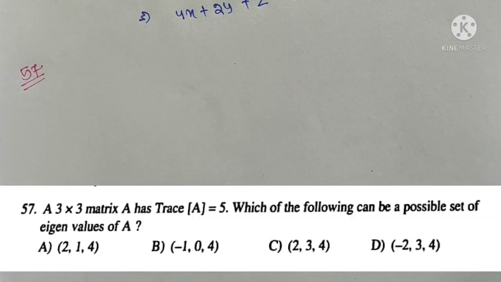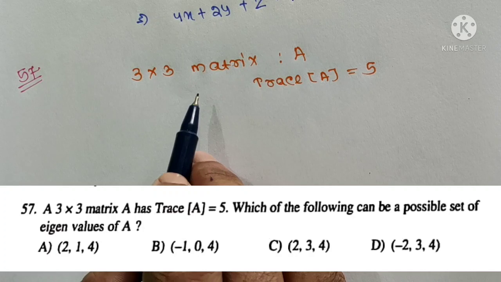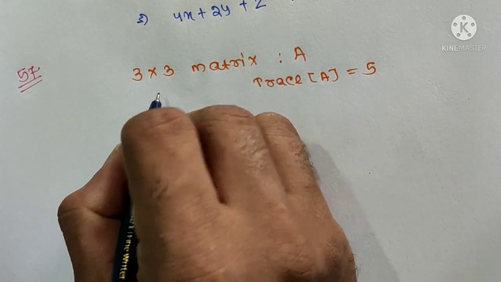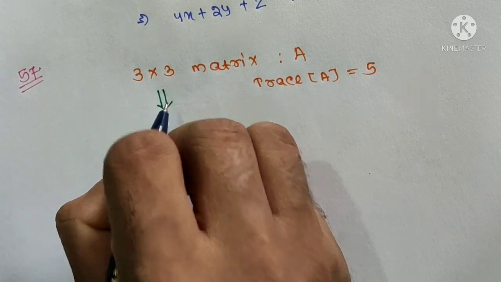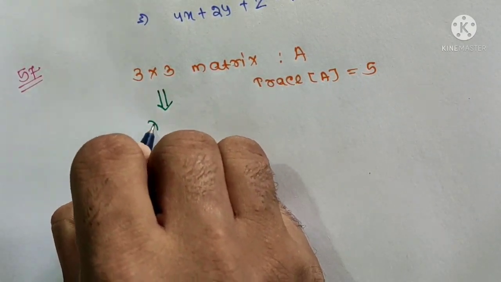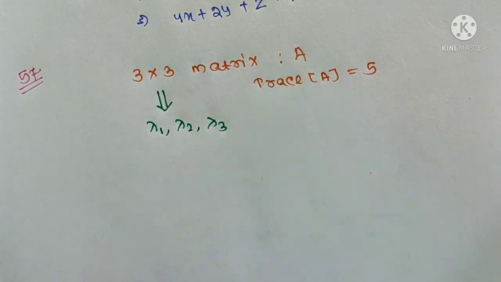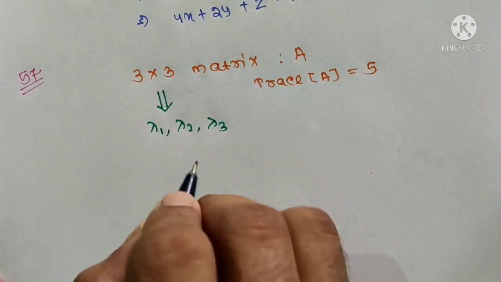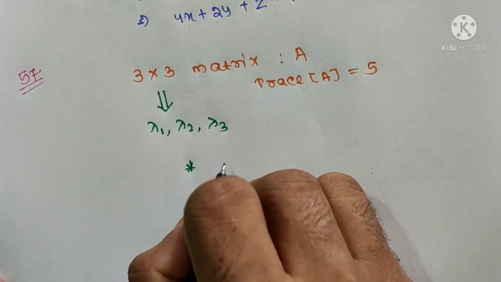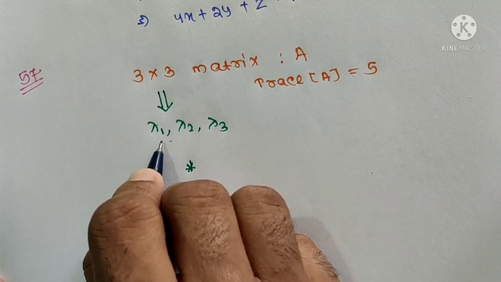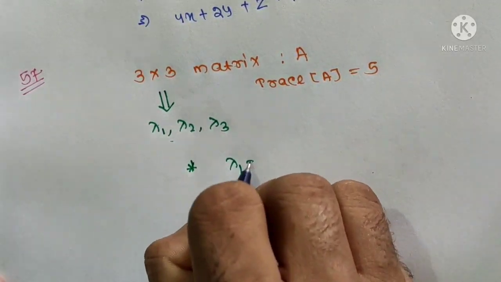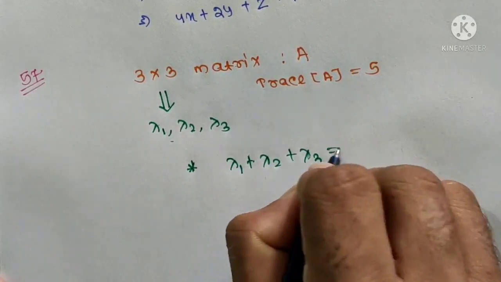Question number 57. A 3 cross 3 matrix A has trace 5. Which of the following can be a possible set of eigenvalues of A? So A is a 3 cross 3 matrix, and we know for a 3 cross 3 matrix it will have 3 eigenvalues. Let lambda 1, lambda 2 and lambda 3 be the 3 eigenvalues of this matrix A, and trace of this matrix is 5. And we know trace of a matrix is given by the sum of all of its eigenvalues, that is lambda 1 plus lambda 2 plus lambda 3 equals 5.